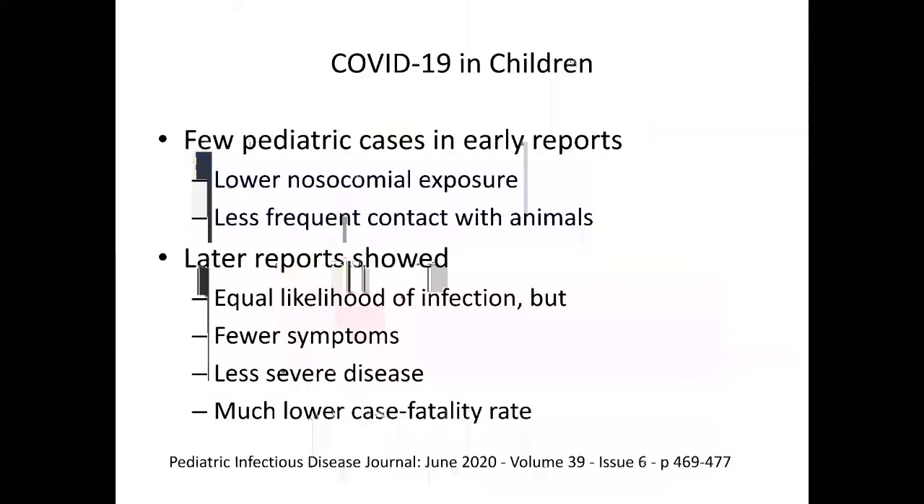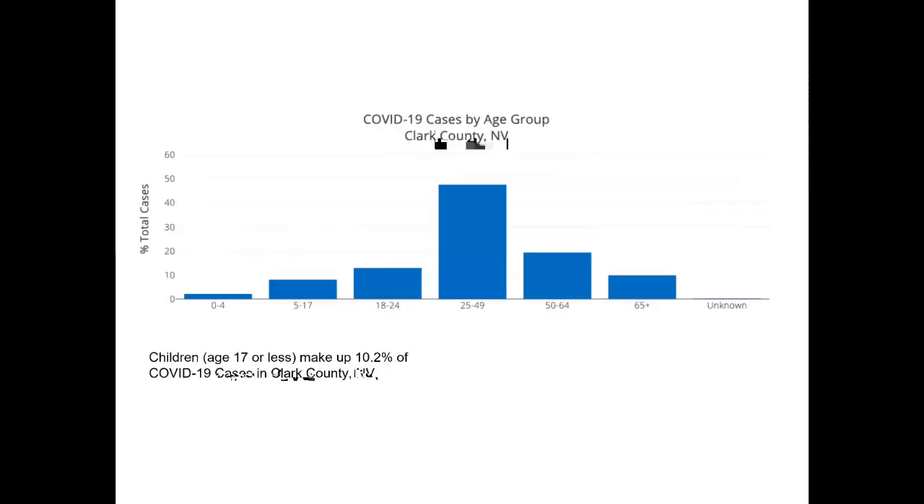During the early stages of the outbreak, it seemed that children were rarely affected, which could have been a result of their lower nosocomial exposure, less frequent contact with animals, or other factors as well. Many of the children were not symptomatic, and there was an emphasis in the early days toward testing people who were sicker and more symptomatic. But later reports showed that children were equally likely to be infected, but had fewer symptoms, less severe disease, and a much lower case fatality rate, as we will see.